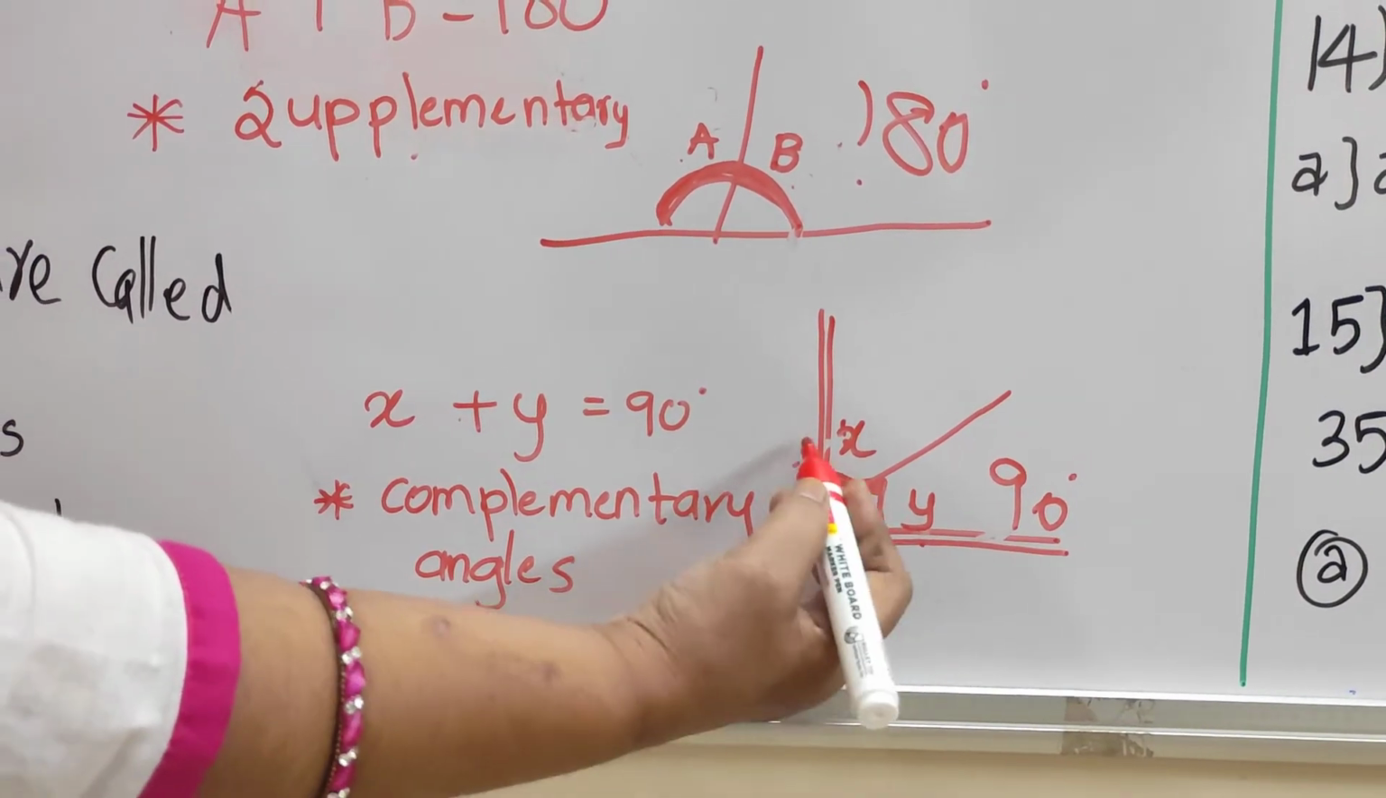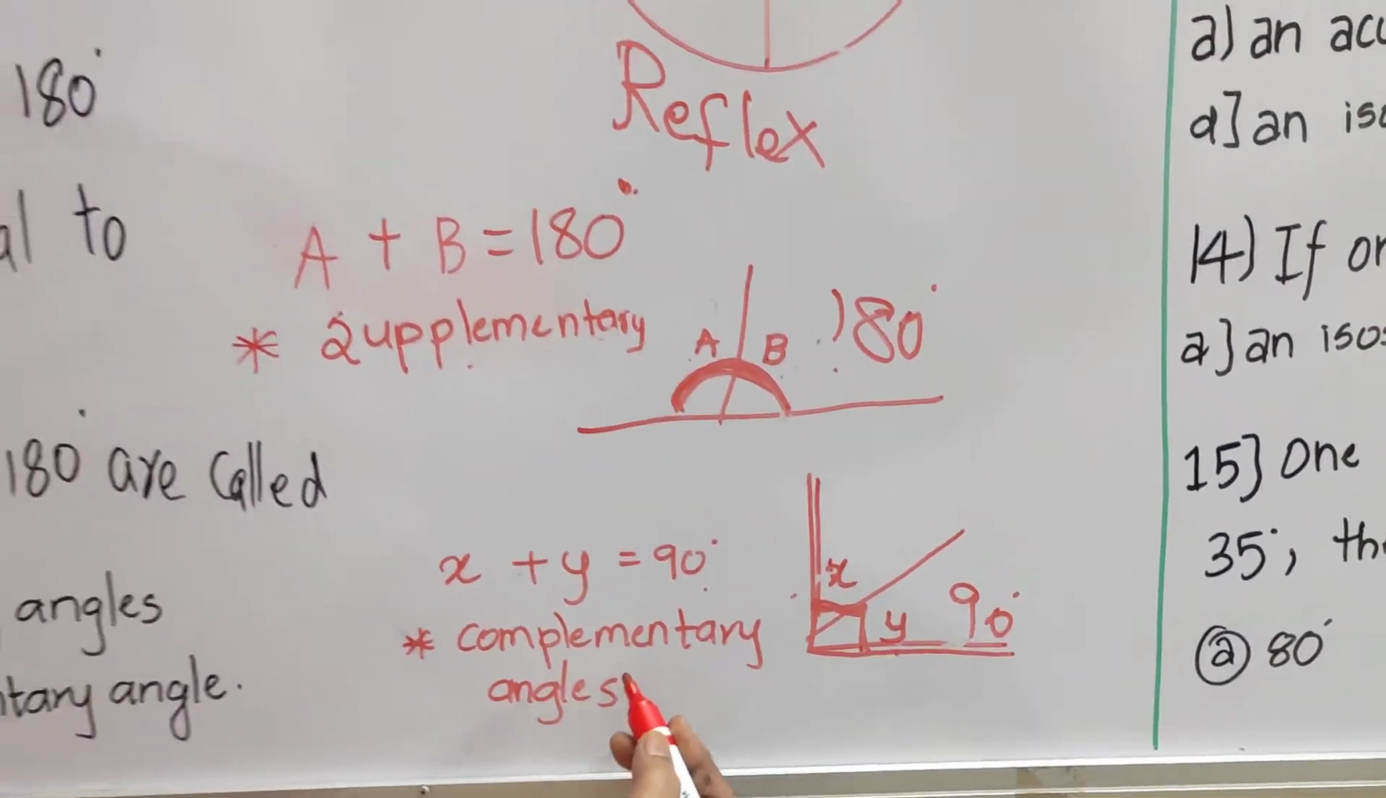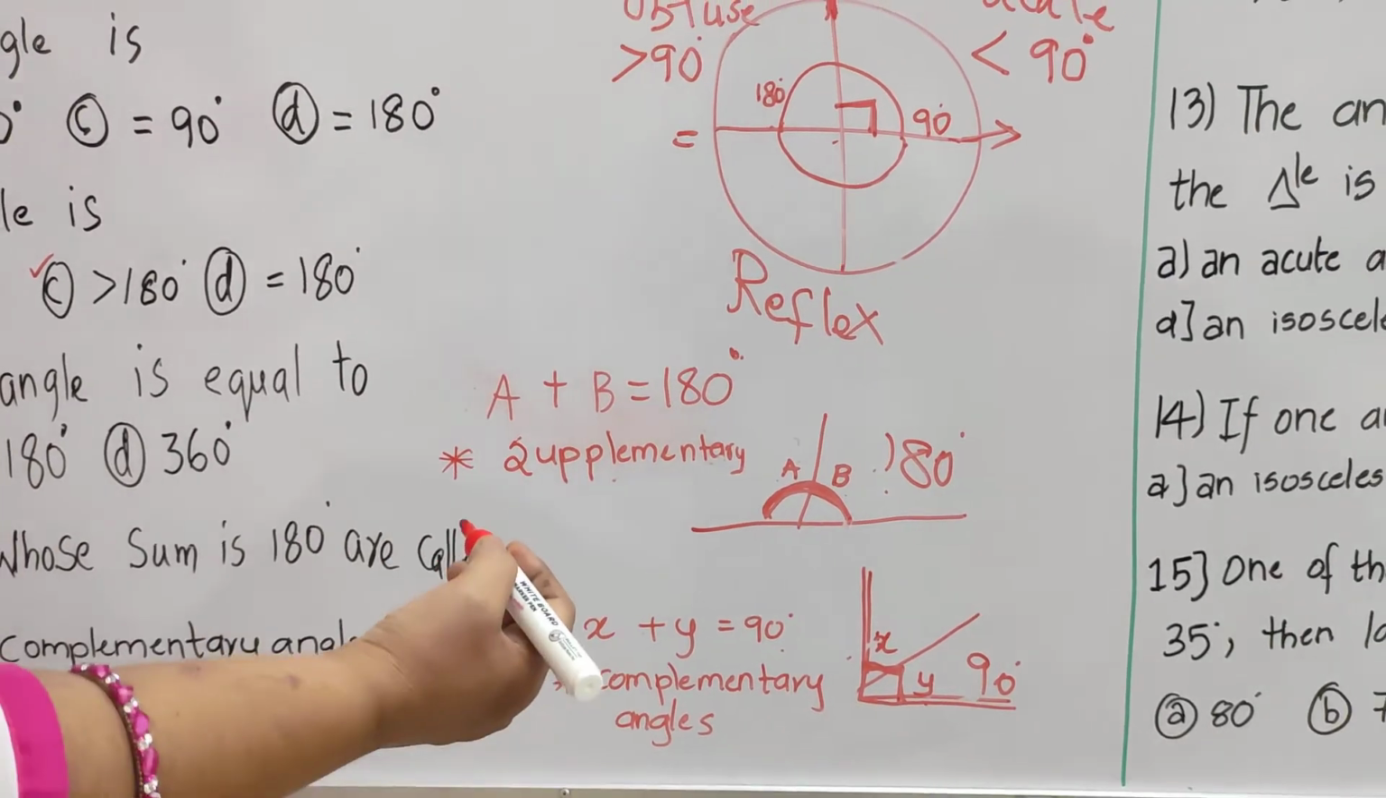You can add that. The sum of these two angles, x plus y, is 90 degrees. This is how you have to write it down. They are called complementary angles. Please make a note of this. It will be very helpful for you.